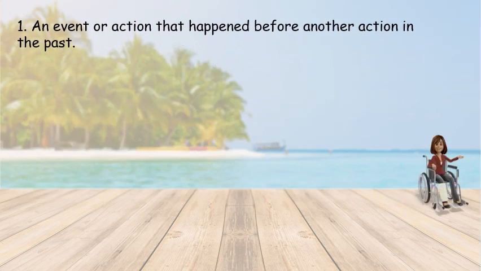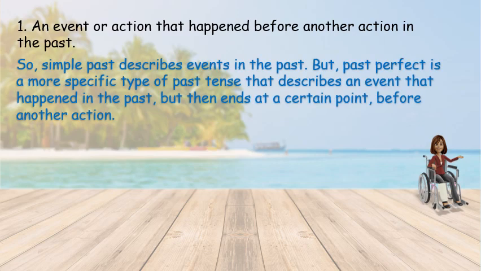One, an event or action that happened before another action in the past. So, simple past describes events in the past. But, past perfect is a more specific type of past tense that describes an event that happened in the past, but then ends at a certain point, before another action.